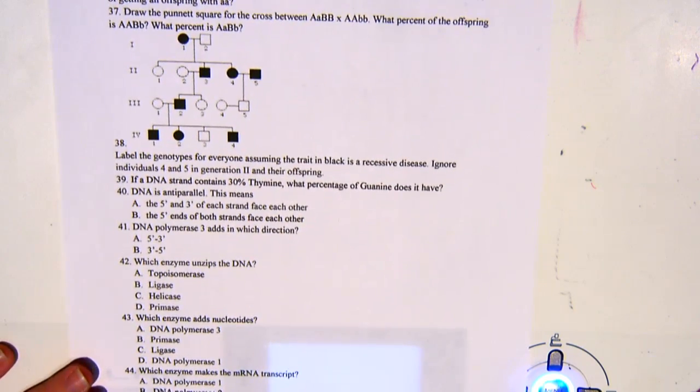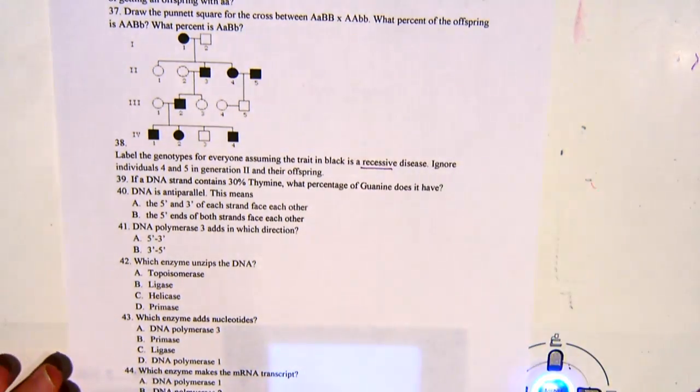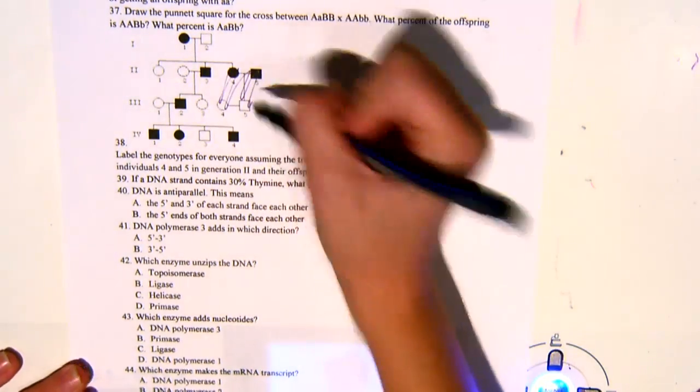Alright, pedigrees. Number 38. Label the genotype for everyone, assuming the trait in black is a recessive disease. Ignore individuals 4 and 5 in generation 2. So we're going to ignore these because that doesn't make sense.